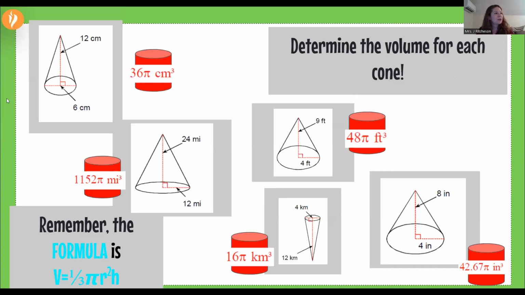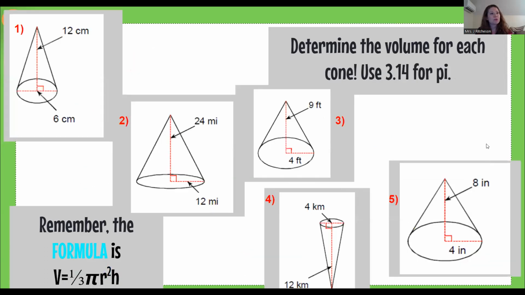All righty, so I got 36 pi. Number 2 is 1,152 pi. The third one is 48 pi. Then we have 16 pi, and we have 42.67 pi. Like I said, we're going to take those same dimensions. We're going to use 3.14 for pi. And it says square feet, square kilometers. Whoopsie, my mistake. It should say cubic feet, cubic centimeters, so on and so forth.